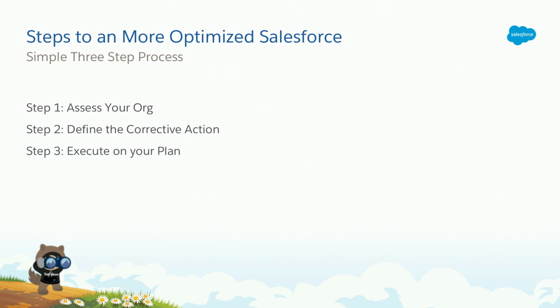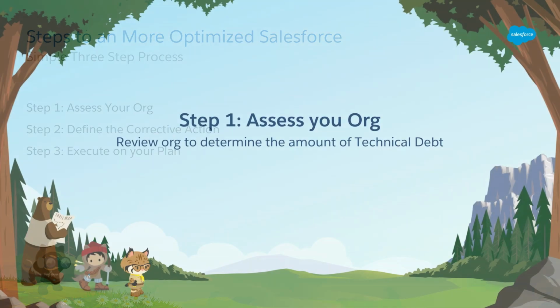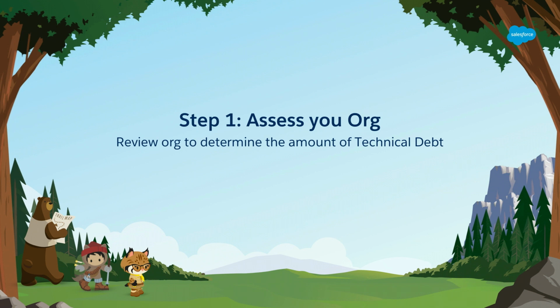And then step 3 is you put it in action, you execute on your plan. This is where we'll get down to how to build that project, how to get buy-in from stakeholders, and also some additional tips and tricks that you need to think about when you put your plan in action. So let's get into it. Step 1, assessing your org.